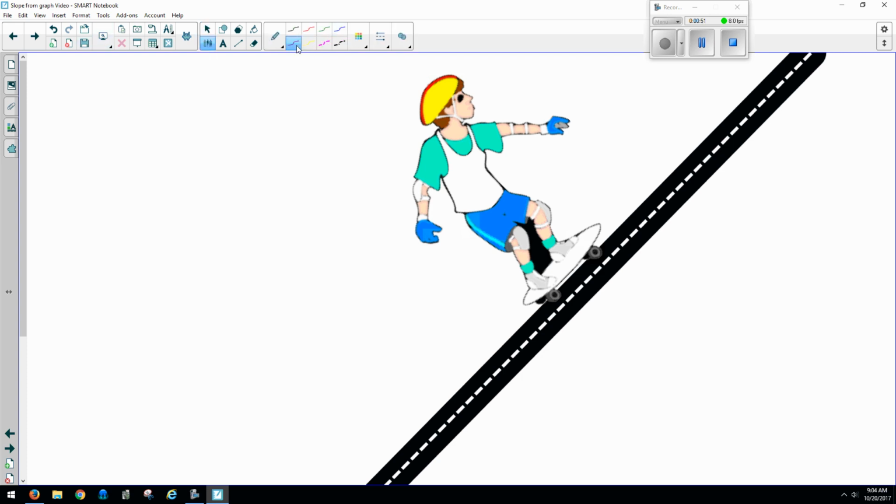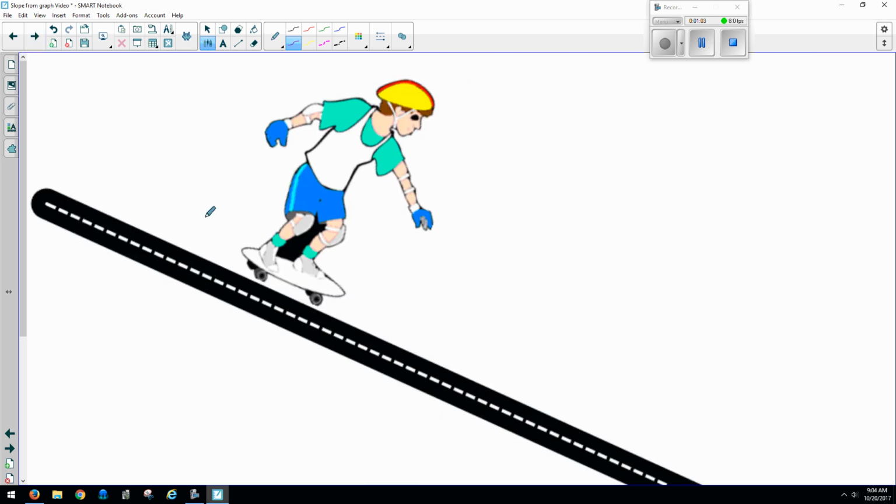So if we were to talk about the slope of this line, we would say that this is a positive slope because he's going up from left to right. Over here, it'd be a lot easier for him going left to right. He would be going downhill, and we refer to that as being a negative slope.